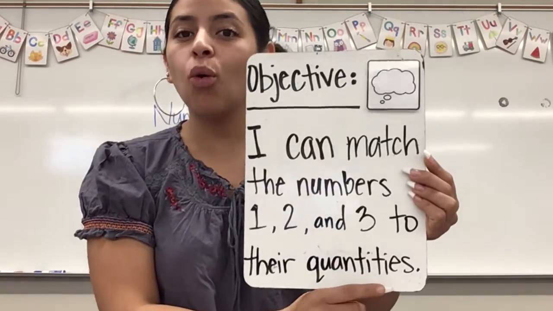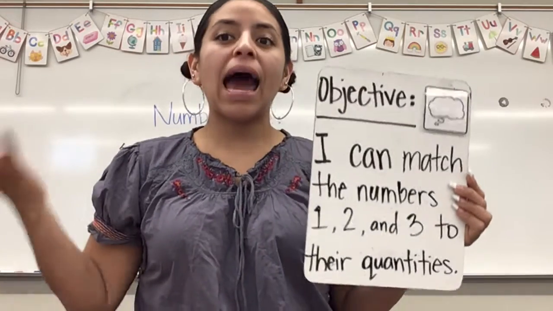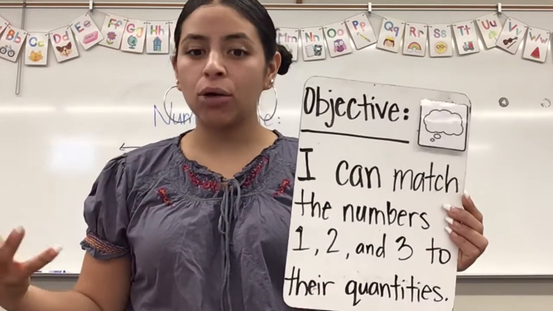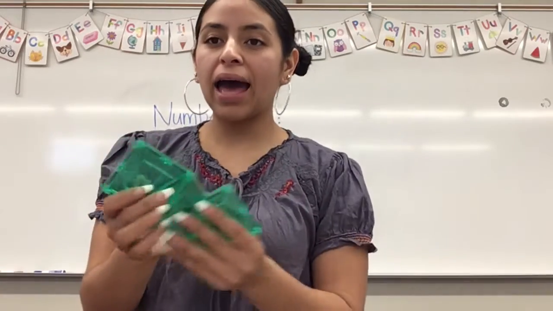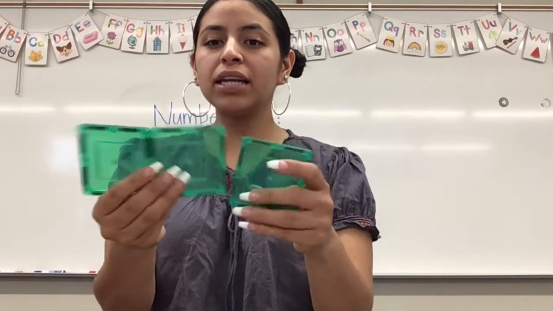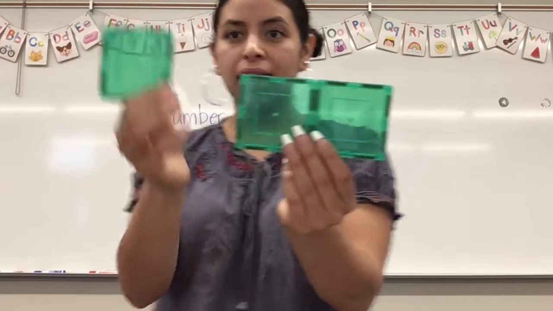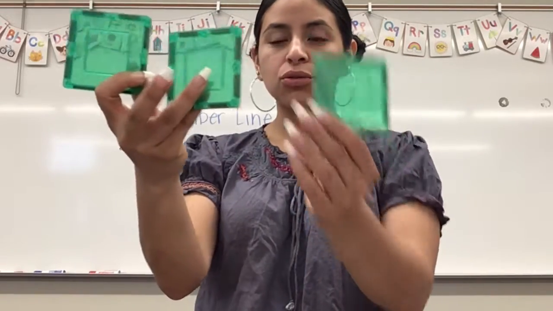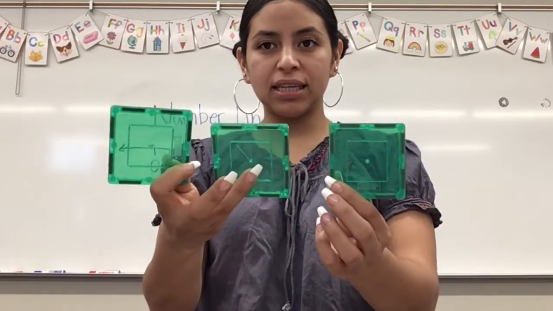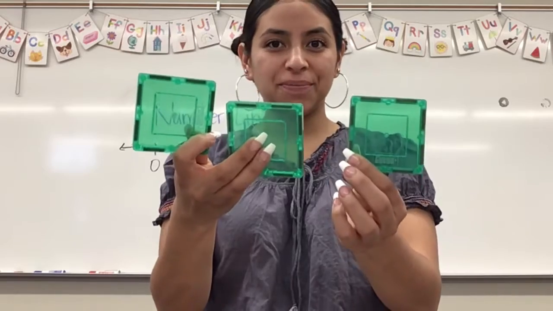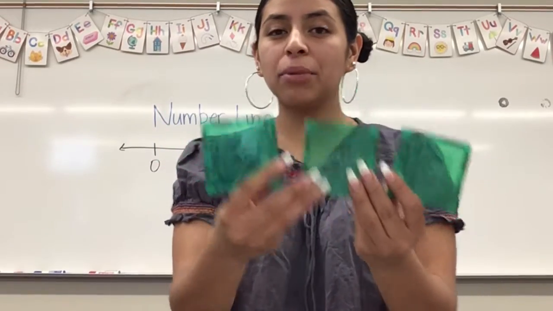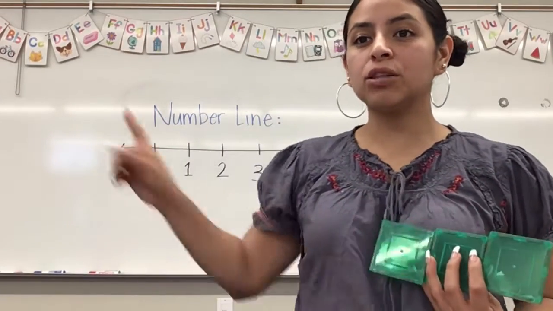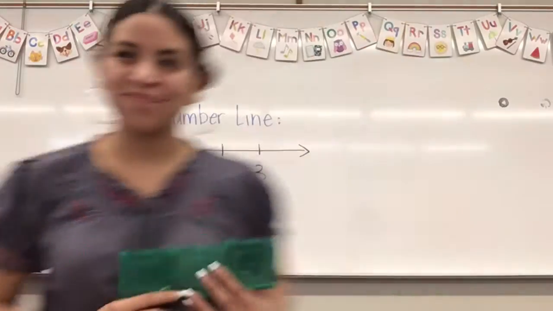So remember, quantities, that's just how many are there, the amount. So for example, I have how many? What is my quantity here? I have 1, 2, 3. My quantity is that there are 3. So now that you know there are 3 here, I'm going to show you how counting up is going to look on our number line.